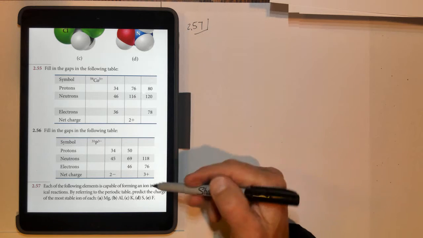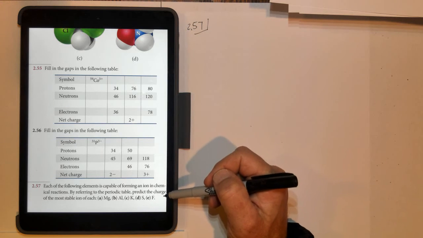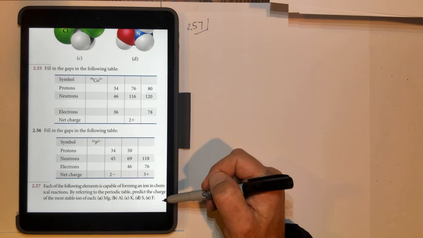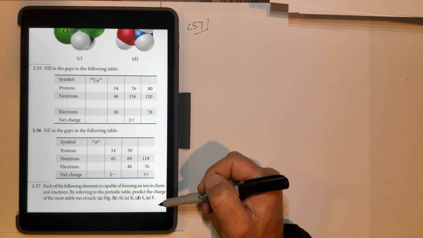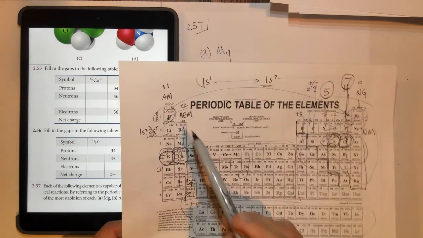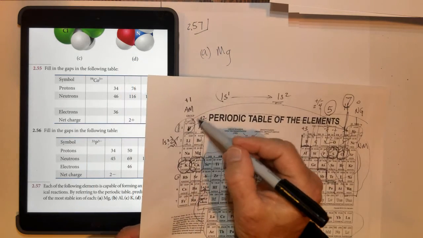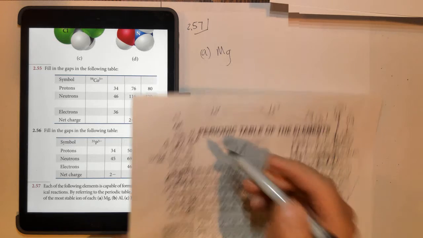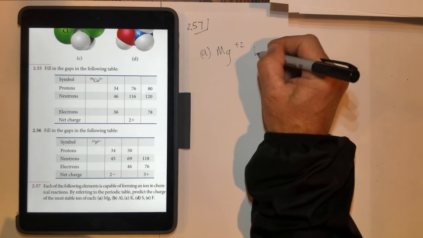2.57, each of the following elements is capable of forming an ion in a chemical reaction. By referring to the periodic table, predict the charge of the most stable ion of each. In letter A, it's magnesium. Magnesium is in group 2, and group 2 almost always forms positive 2 ions, so we put Mg 2+.